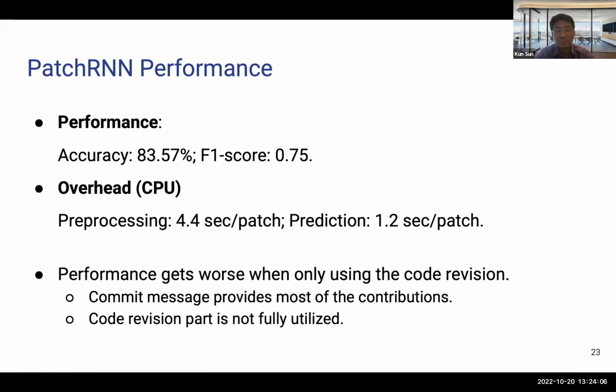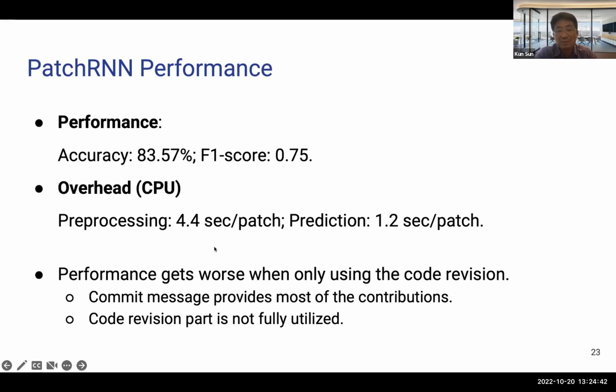So here, because PatchRNN uses both the commit message and the code revision, we studied which one contributes the most. Actually, our study discovered that the commit message provides most of the contribution. If we remove the commit message, the accuracy will drop to around 50 or 60%. This is not good.